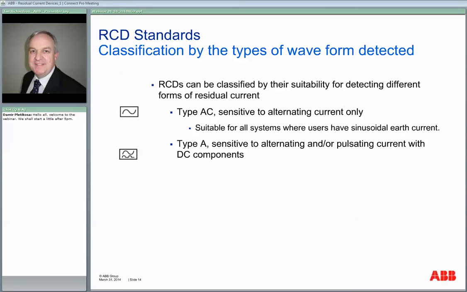I'll address two questions we've got now. Someone has asked, what is an RCBO? They've actually typed RCBD. There's no such thing as an RCBD. An RCBO is a residual current device with overcurrent characteristics. So it's a combination of an RCD plus a miniature circuit breaker.